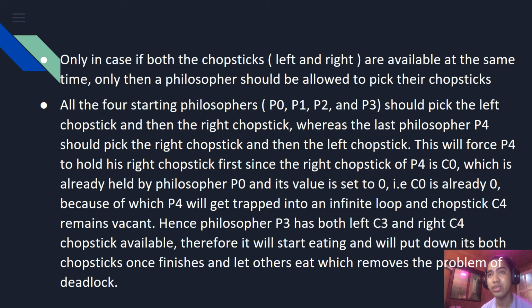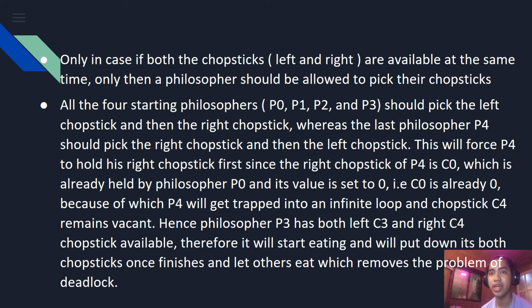And last, the four starting philosophers P0, P1, P2, and P3 should pick the left chopstick and then the right chopstick, whereas the last philosopher P4 should pick the right chopstick and then the left chopstick. This will force P4 to hold his right chopstick first, since the right chopstick of P4 is C0, which is already held by philosopher P0 and its value is set to 0. Because C0 is already 0, P4 will get trapped in an infinite loop and chopstick C4 remains vacant. Hence, philosopher P3 has both left C3 and right C4 chopsticks available. Therefore, it will start eating and will put down both chopsticks once it finishes and let others eat, which removes the problem of deadlock.